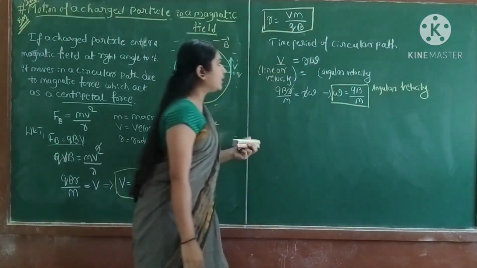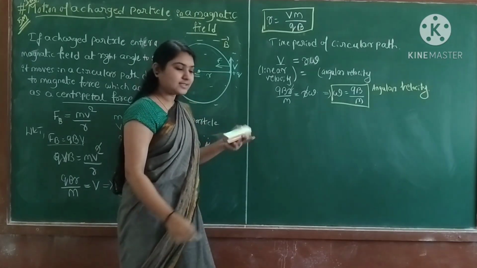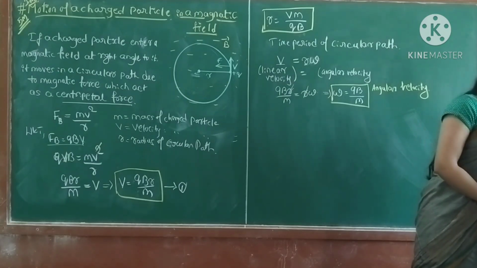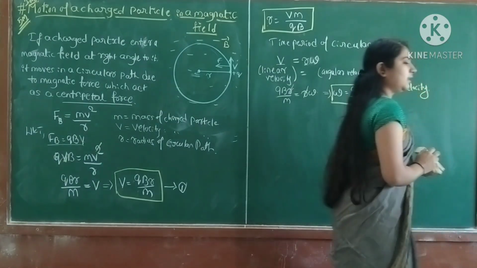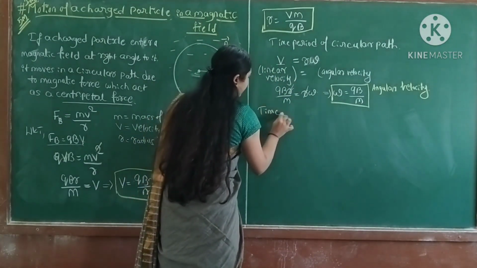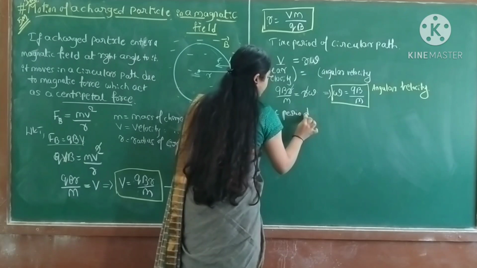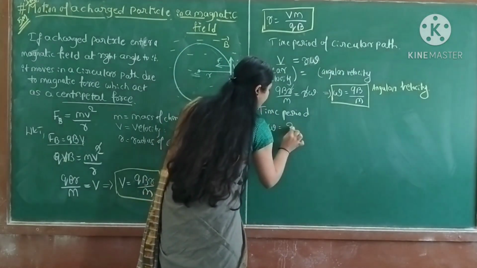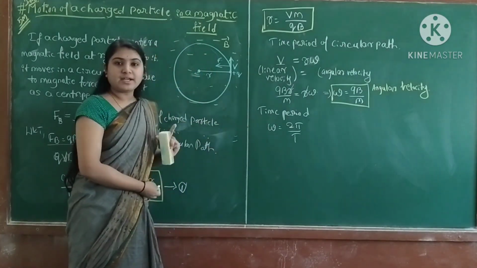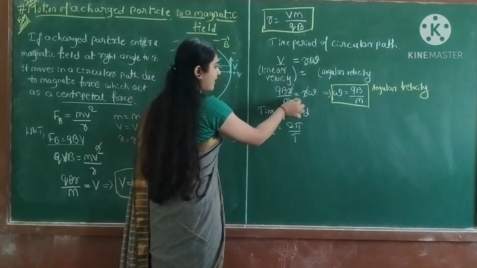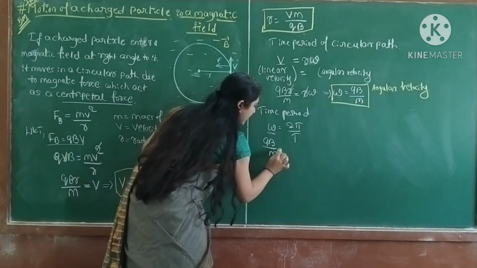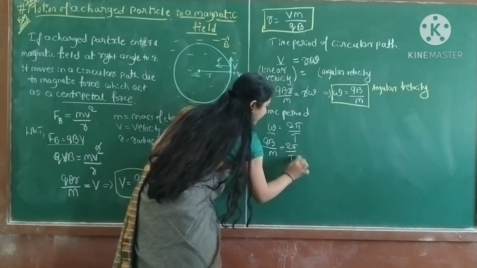So now I will calculate the time period. How do we calculate this time period? See, what is the equation for the time period? See, omega is equal to 2 pi by T. Right? This is the time period equation. So put the value of this omega now. How much will we get? QB by M equals 2 pi divided by T.